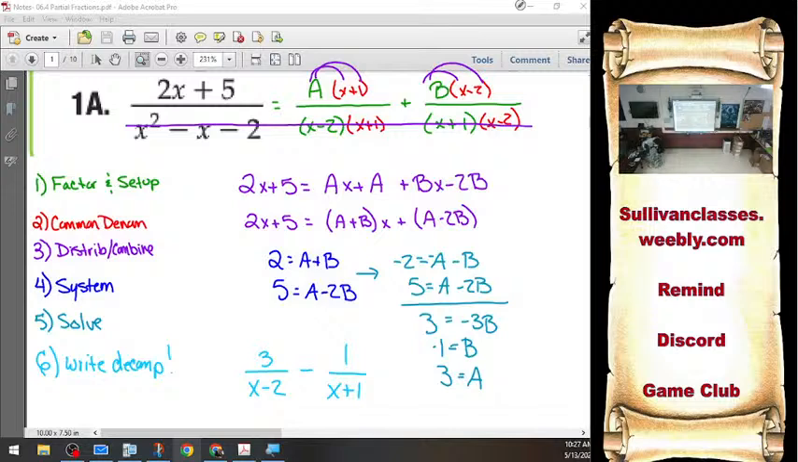And again, how do I check? How do I know if I'm right? Solve that. What do you mean solve? Solve it to get to that. Close. I will combine those two. Solve means I have an equal sign and I actually found a value. But if I take this times x plus 1, take this times x minus 2, that numerator should come out as 2x plus 5.